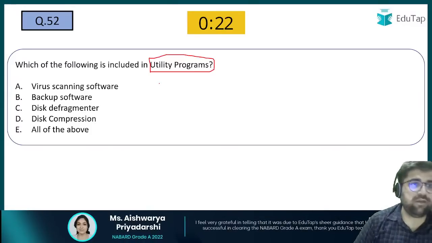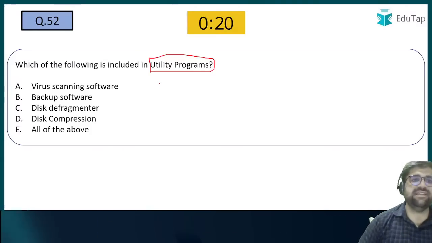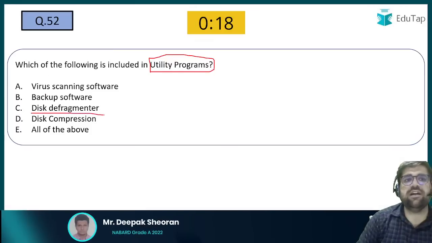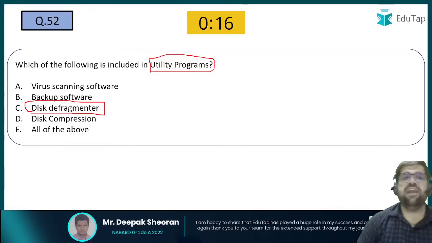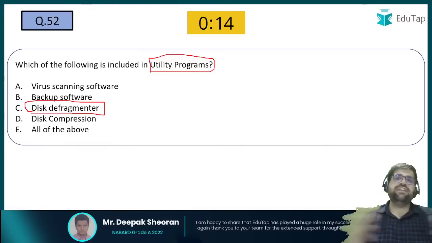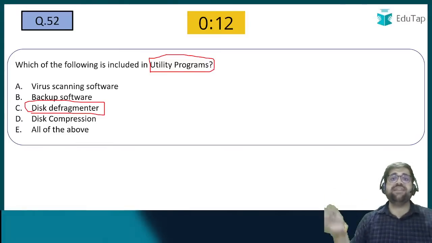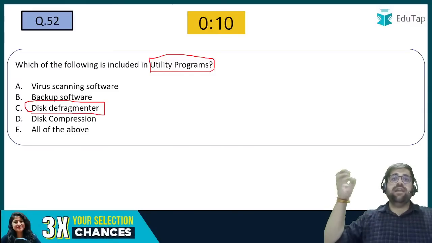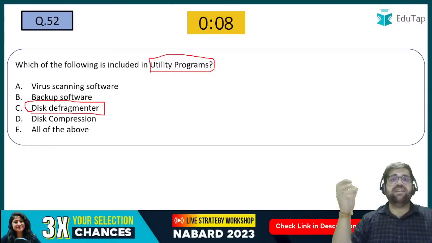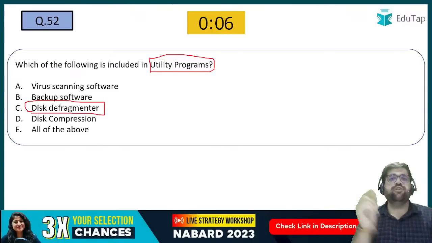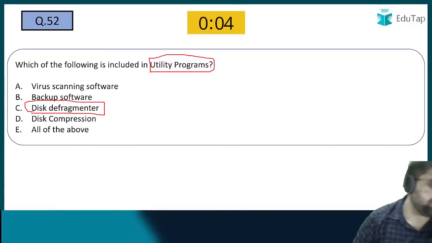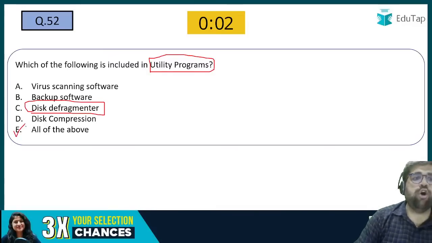Backup software, disk fragmentation, disk defragmentation. Again, the term is coming. Here we mean that you will loosen up the space in your disk. Disk compression means that you will reduce the size of a disk by compressing it. So you will have to focus on the keywords. Yes, here the answer will be all of the above.